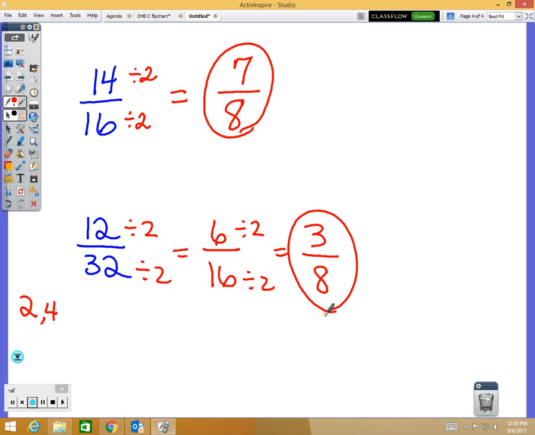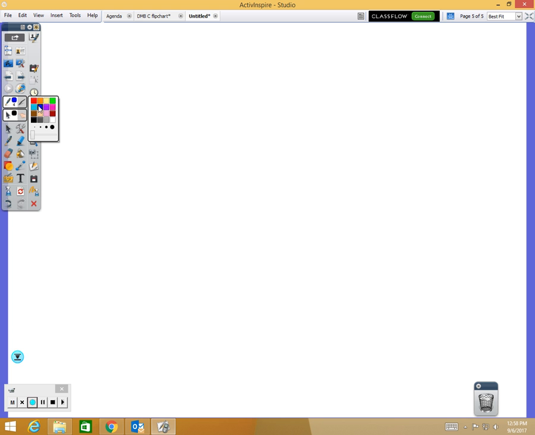Let's talk about what happens if you have a mixed number that you need to simplify. Let's say you have 3 and 6 over 8. What are you going to do with that? We're going to simplify, okay? Simplify, not changing it to improper. Any idea? How would you simplify this?